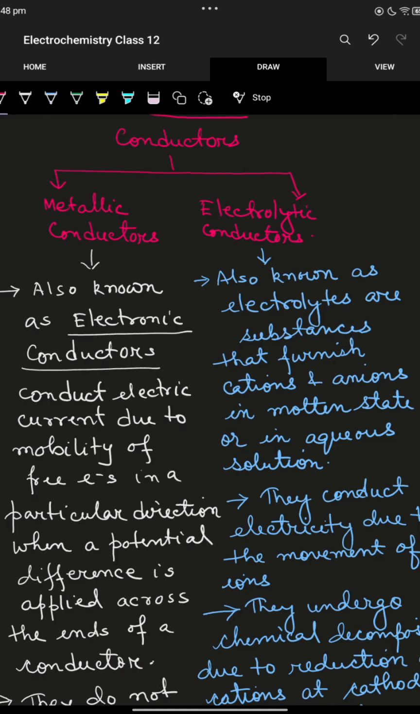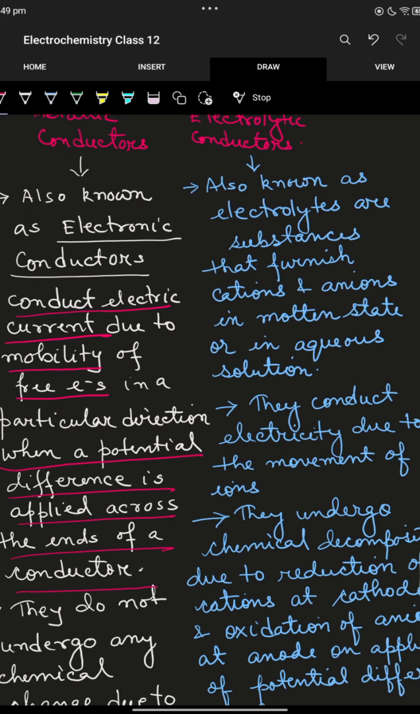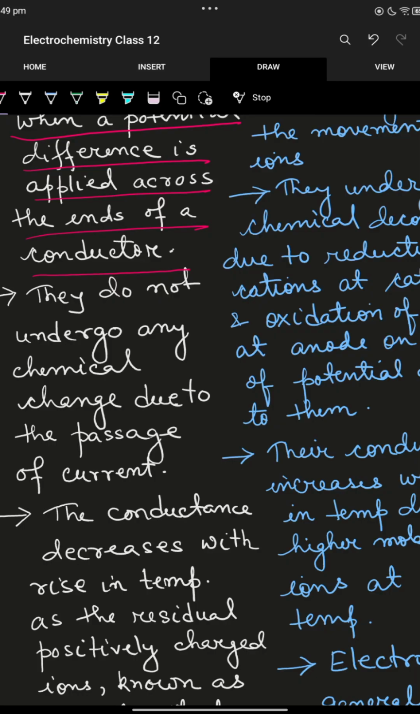Metallic conductors are electronic conductors. Why? Because they conduct electricity with the help of free electrons, by the mobility of the free electrons in a particular direction. Now, will the electrons flow as it is? No. It flows when a potential difference is applied across the ends of the conductor. Then it will flow. Now, they do not undergo any chemical change. Metallic conductor doesn't cause any chemical change to occur due to the passage of the current.